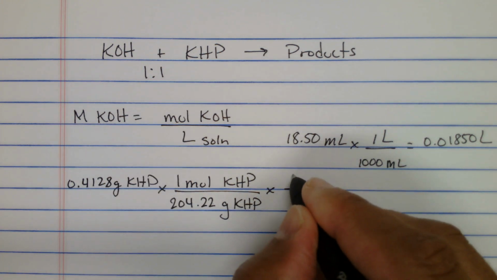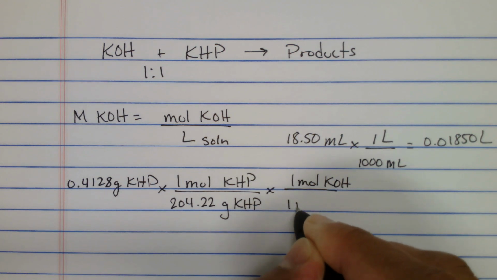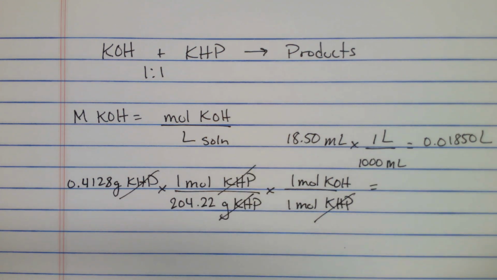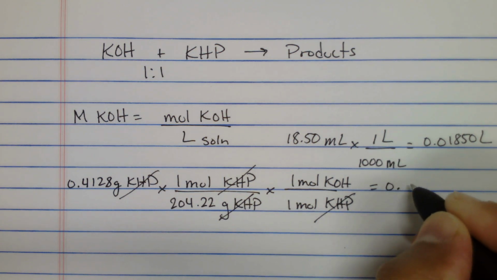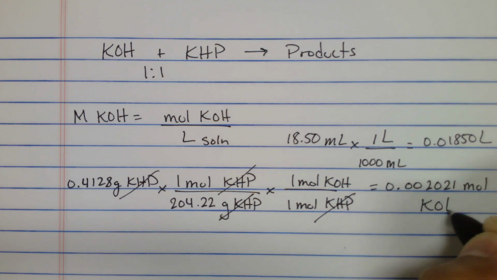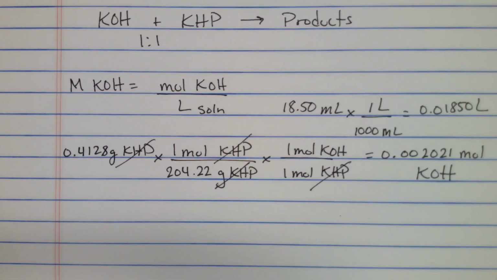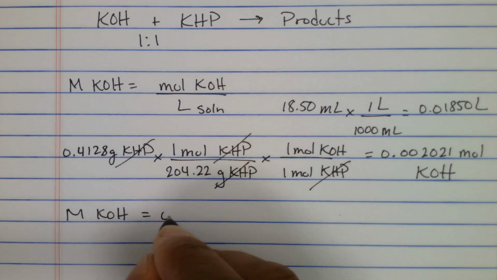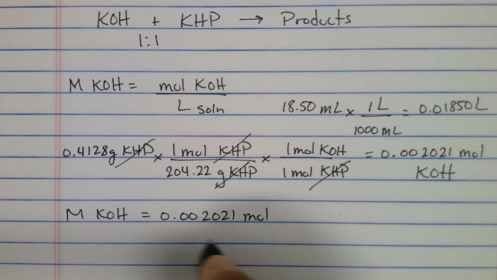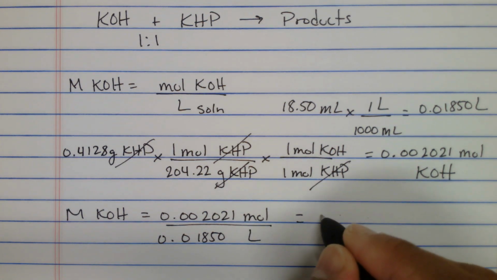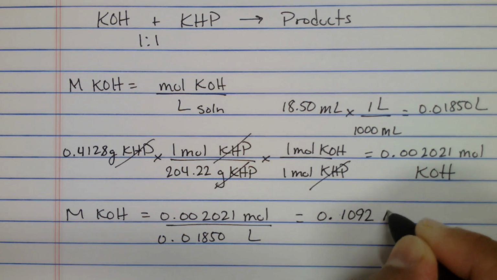And the stoichiometry is 1-to-1, so we can convert to the mole of the KOH. So this tells us the amount of KOH that was required to neutralize the KHP to 4 significant figures. This is 0.002021. And so now we can just put them together to find the molarity, the standardized molarity. And to 4 sig figs, 0.1092 molar.